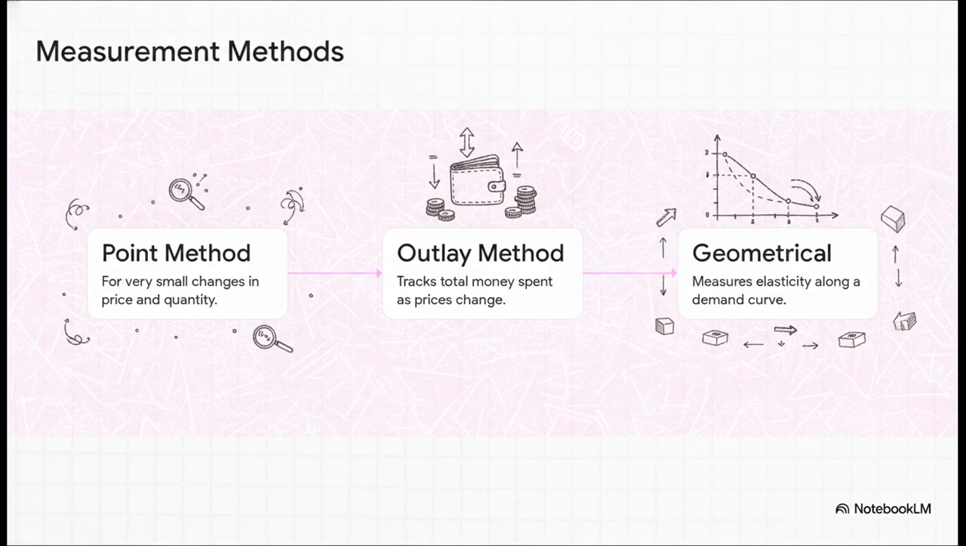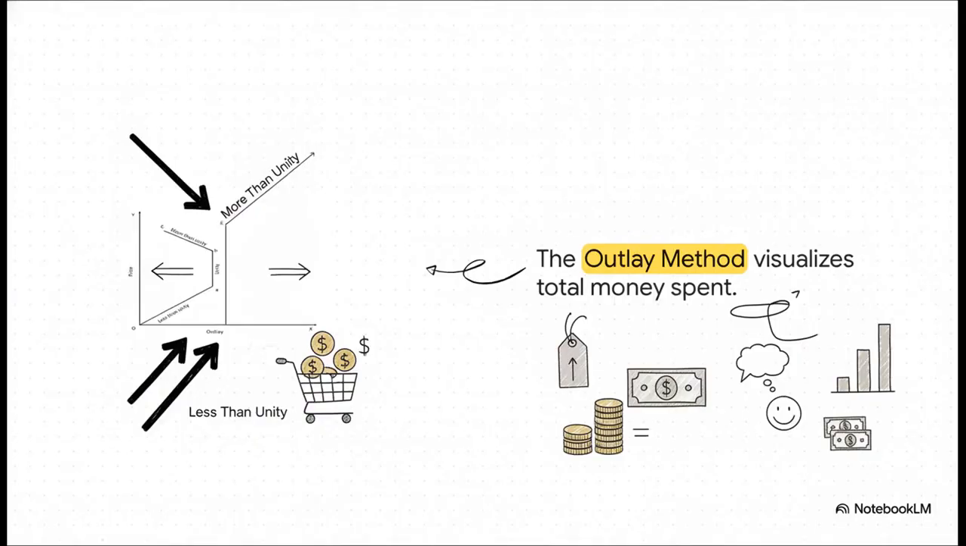Second, when the changes are a bit larger, we use the outlay method. This one tracks the total money spent by consumers. And third, if we want to visually measure elasticity along different points of a demand curve, the geometrical method is our go-to tool. Let's dig into that outlay method for a second, because it's brilliant for visualizing consumer spending.